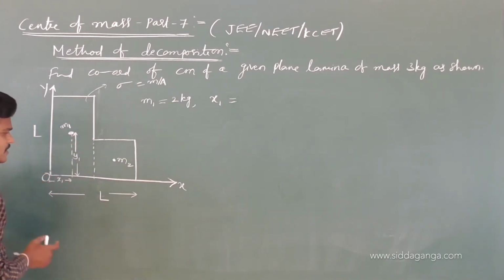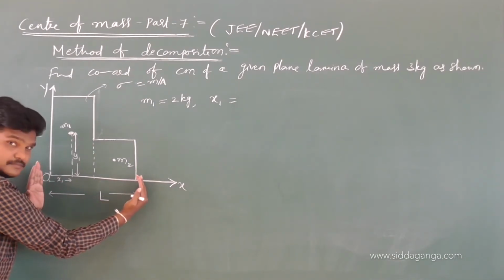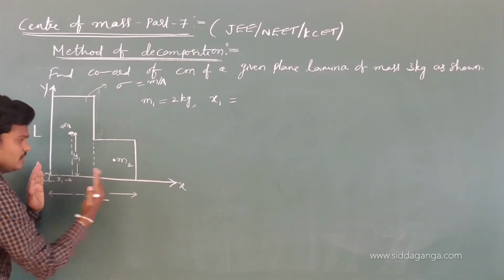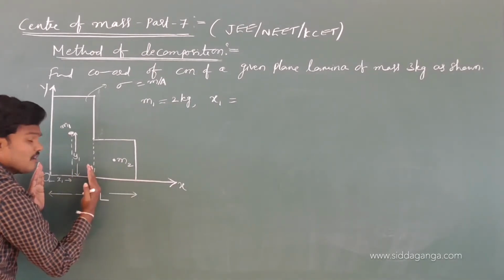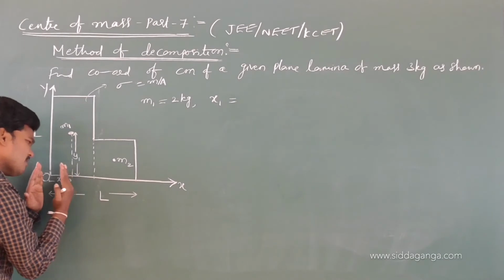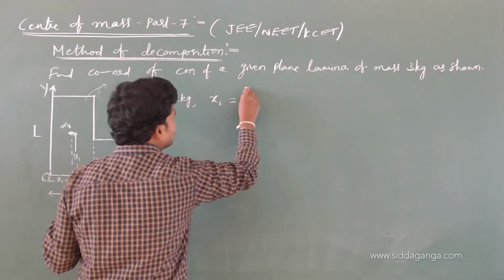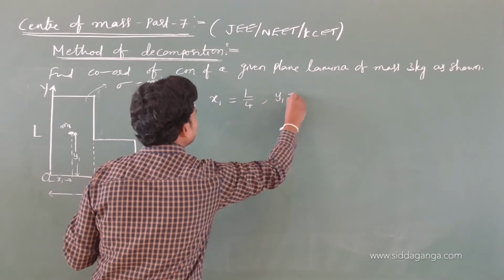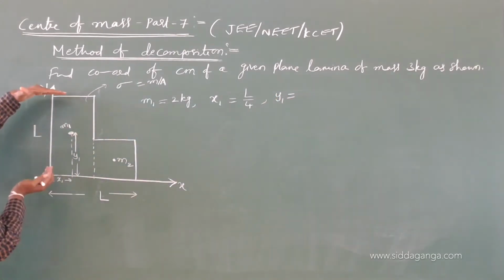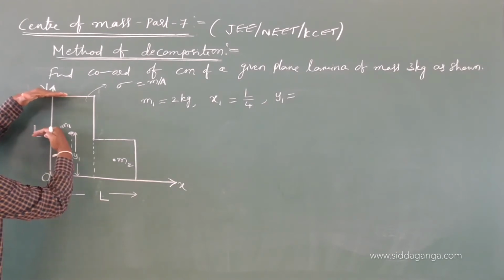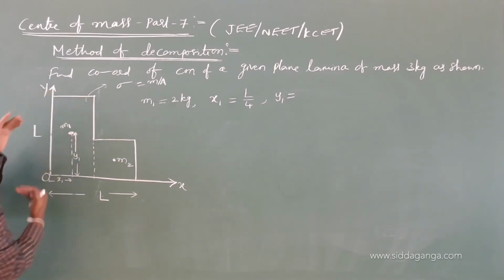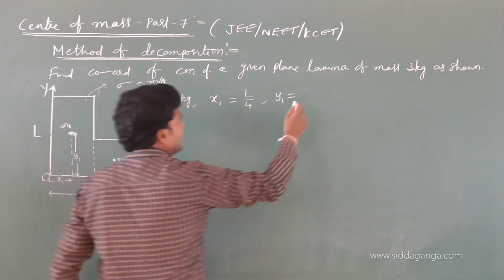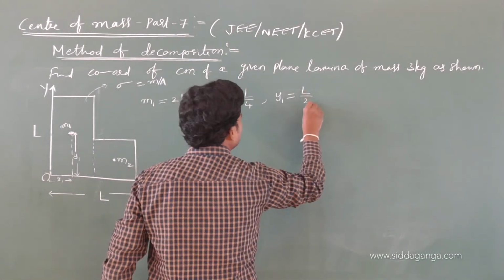What is x1? This is L, this is L by 2. What is x1? L by 4. L, and this is half, L by 2. This is another half, L by 4. So directly you can write L by 4. Coming to y1. See, complete is L. This is the half part, how much? L by 2. So y1 is L by 2.